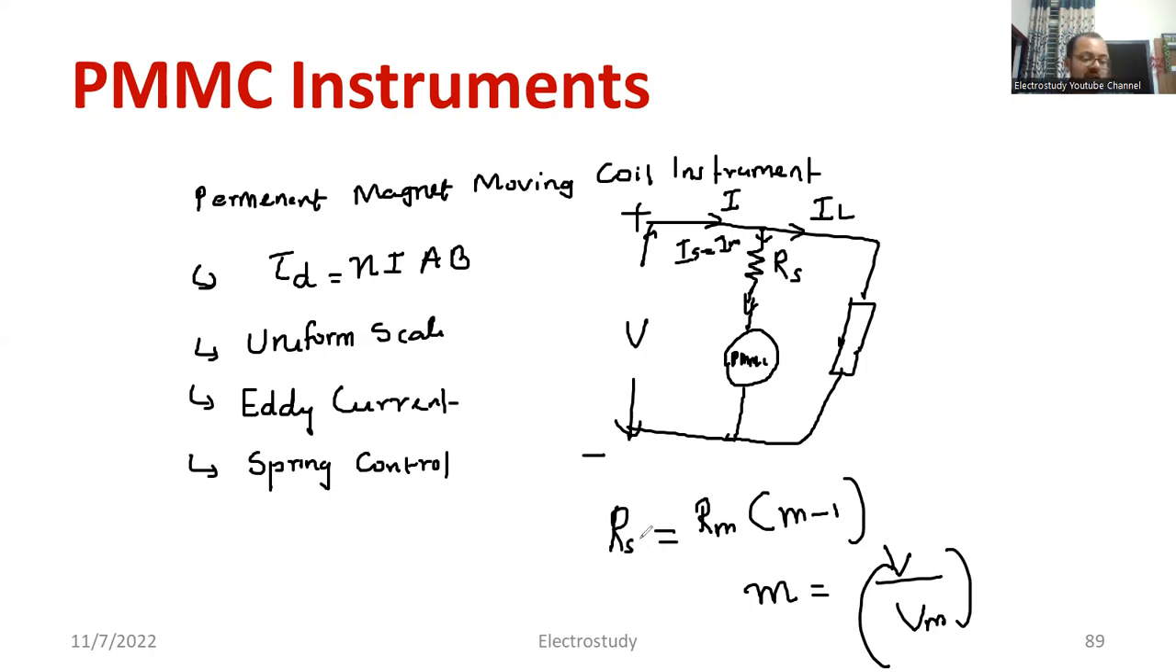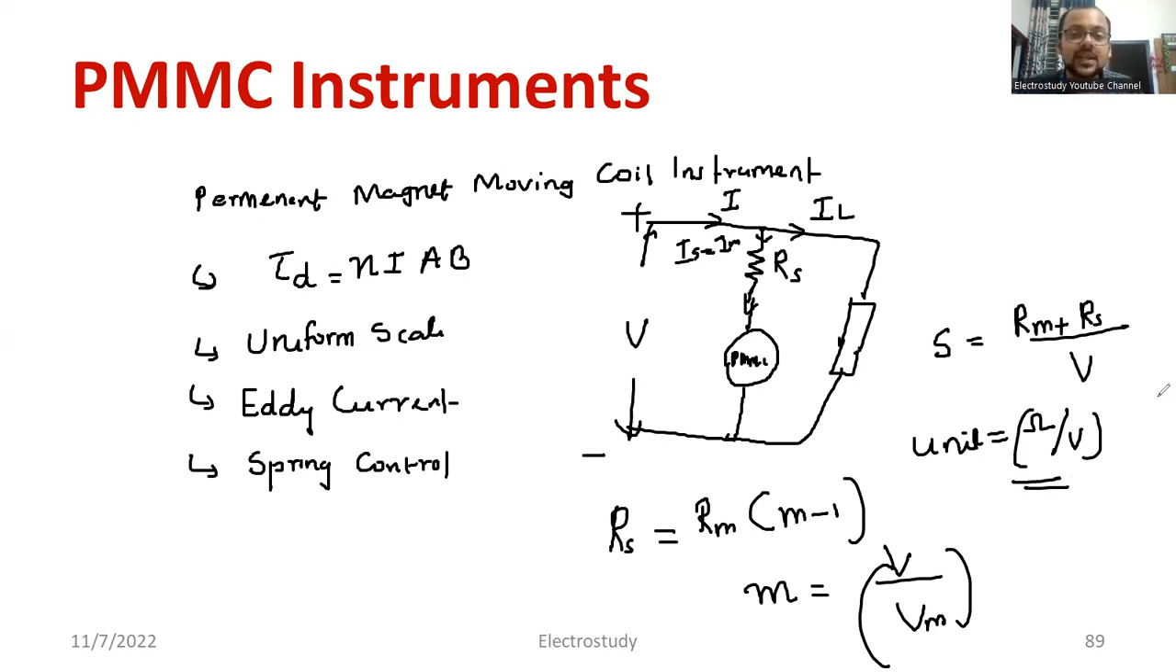Also, there is one formula for calculating sensitivity. Sensitivity you can calculate by using the formula Rm plus Rs divided by V. This is the formula to calculate sensitivity of the device. What is the unit of sensitivity? The numerator is resistance, so it will obviously be ohm per volt. So ohm per volt is the unit of sensitivity.